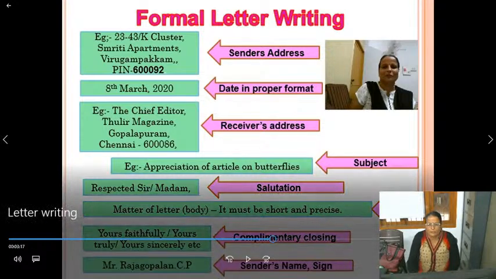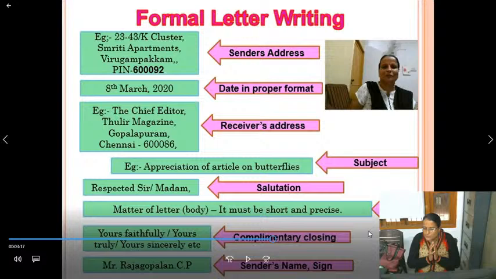Now, body. Body means now you have to write the matter. Why you are writing this letter, that matter should be written. Okay. And don't elaborate the things. As I told you, 3 to 4 sentences only should be written. Now, once the body is written by you, then the complimentary closing.